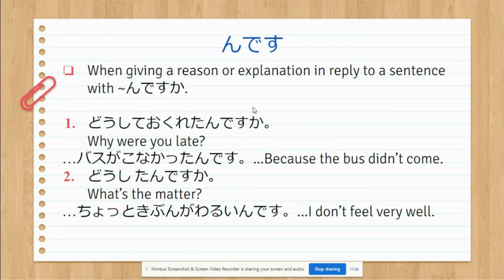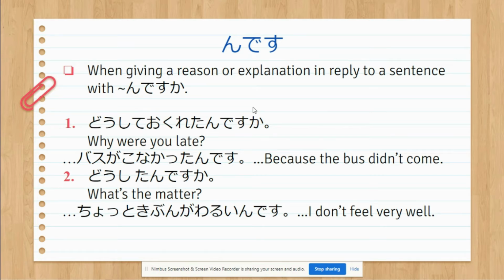You notice when you just have to confirm something, you don't use en desu. Or if you're just simply giving a more detailed information, you don't use en desu. But instead, we use en desu every time we give a reason or an explanation. If you will notice, it is almost the same as kara that we have learned during our engo. It is the same in their meaning. They both mean because. Basu ga konakattan desu, because the bus didn't come.